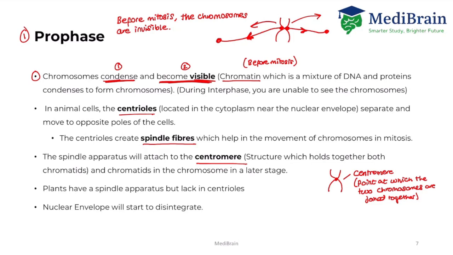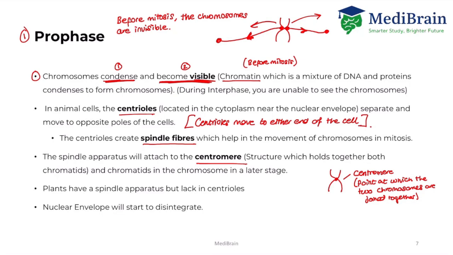All of this doesn't happen in prophase. All of this just prepares itself to happen. So basically, your centrioles will move to either end of the cell. That's basically what happens.